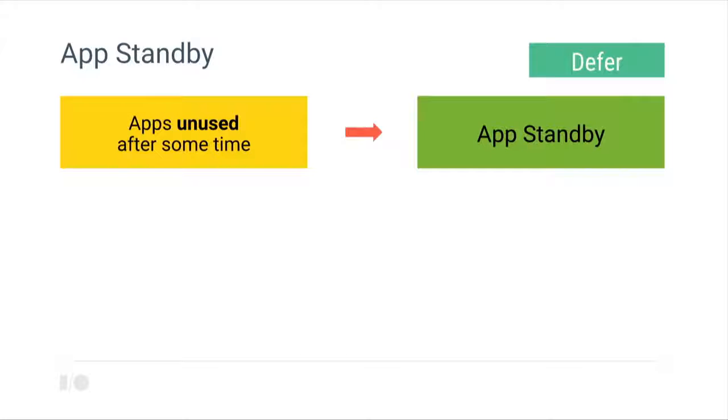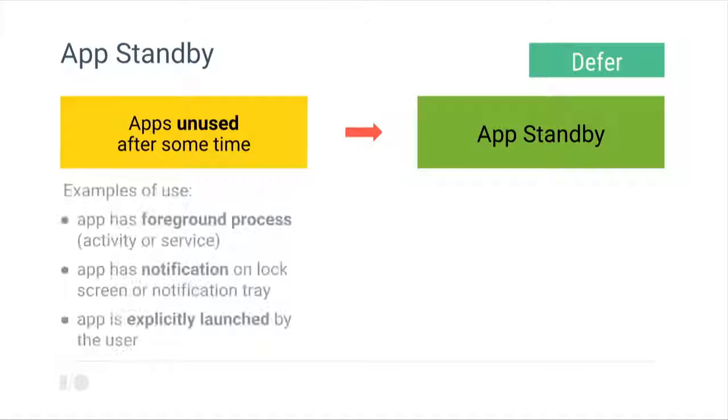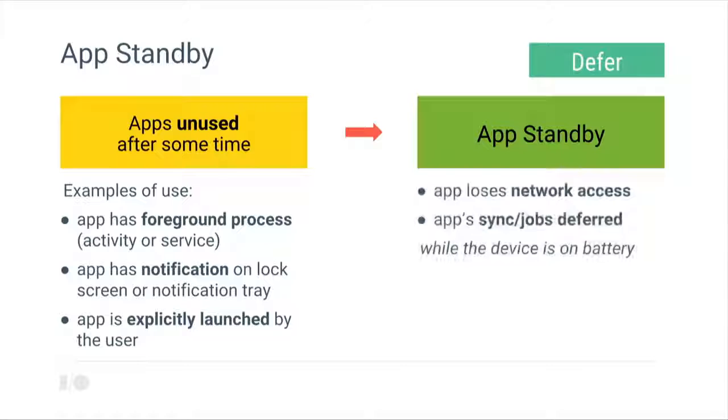Let's keep going. Apps that are unused after some period of time get considered to be on standby. So usage in this case means applications that have had a foreground service, some kind of an activity or a process, they have had a notification on the lock screen that you've seen, or the app is explicitly launched by the user. And if this hasn't happened over a period of time, then the application loses network access and its jobs and syncs are deferred while the device is on battery, right? So they're deferred to when you plug in the device. But once you plug in the device, if the application is still not used, then it will still be considered standby, and the next time you unplug the device, it will still again lose network access and its jobs and syncs will be deferred to the next time the device gets plugged in.